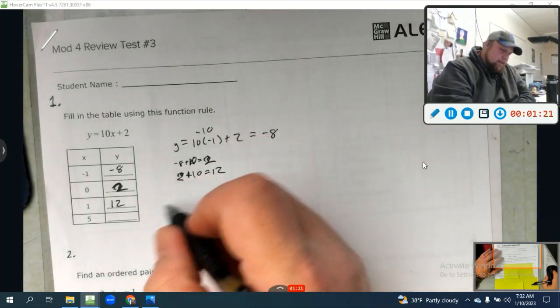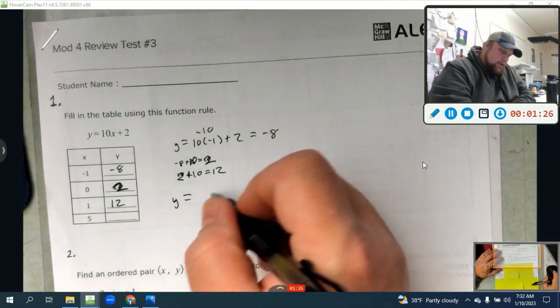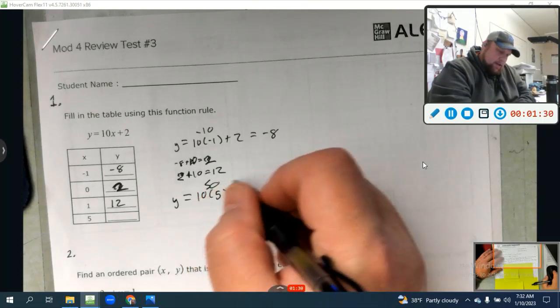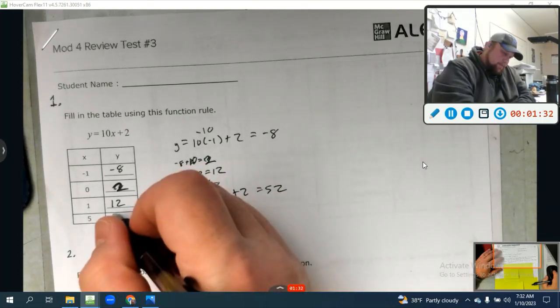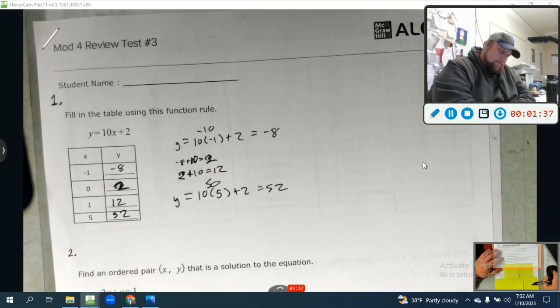This last one is not consecutive, so I'm going to have to plug that back in. Y equals 10 times 5 plus 2, which is 50 plus 2, is 52. Look at that. Awesome.